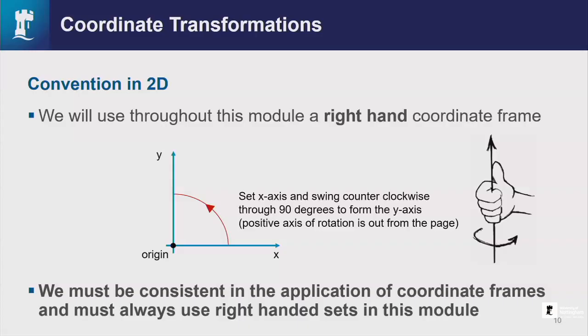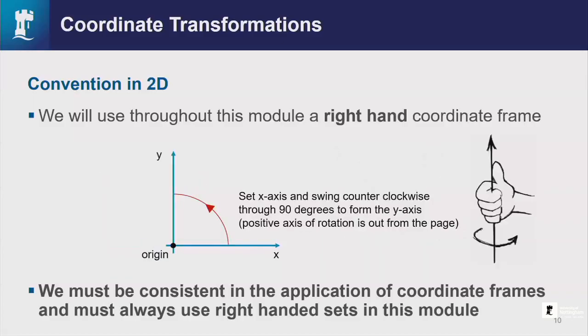So that's very important. Don't get that mixed up and do left. Always right-hand rule, and the direction you curl your fingers in is always the direction of positive rotation. That becomes quite important later on. And you must be consistent in the application of coordinate frames and always use the right-hand set in this module. I have come across other modules that talk about robotics as an example, and they use the left-hand rule. Right-hand rule is where we're going with this one.